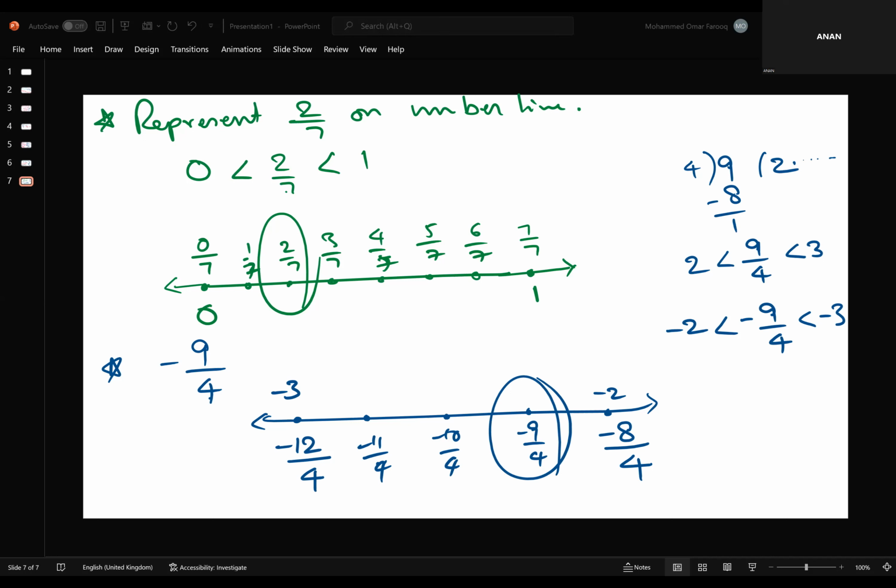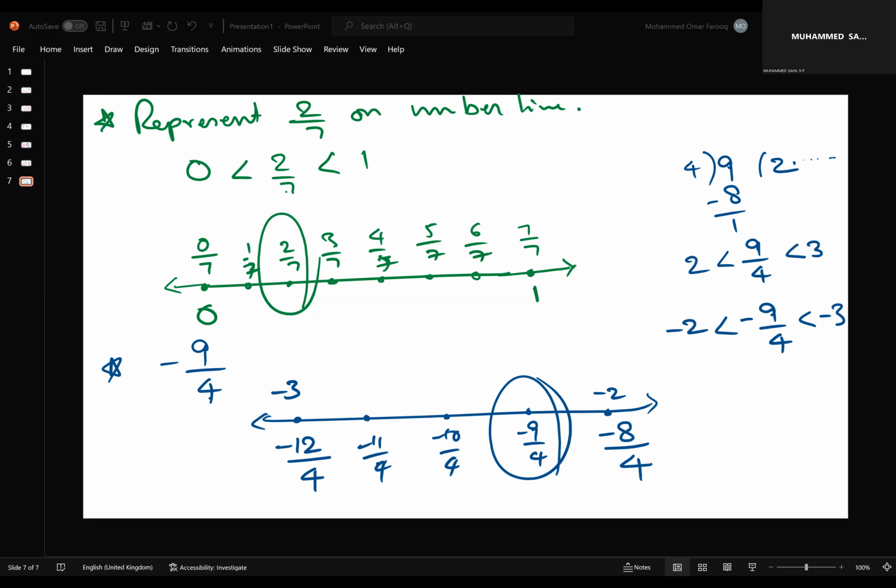Sir, can we take -9 by 4 between 0 and -1? Mohammad Sahil, how can you take -9 by 4 between 0 and -1? Because 9 by 4 is an improper fraction. The value of an improper fraction always lies more than 1 if it is positive. If it is negative, always less than -1. So how can you take it between 0 and 1? You cannot take it.